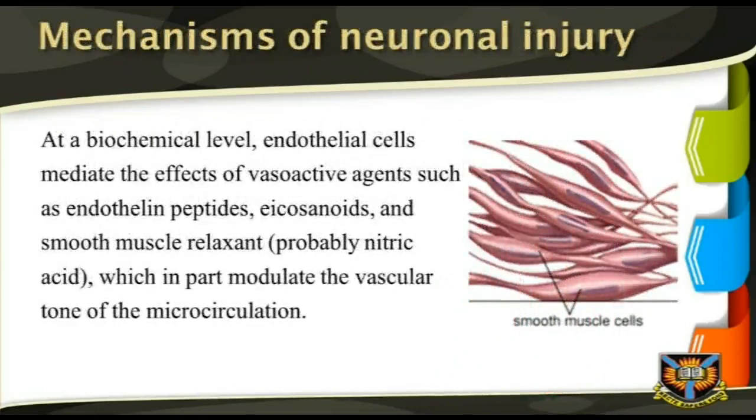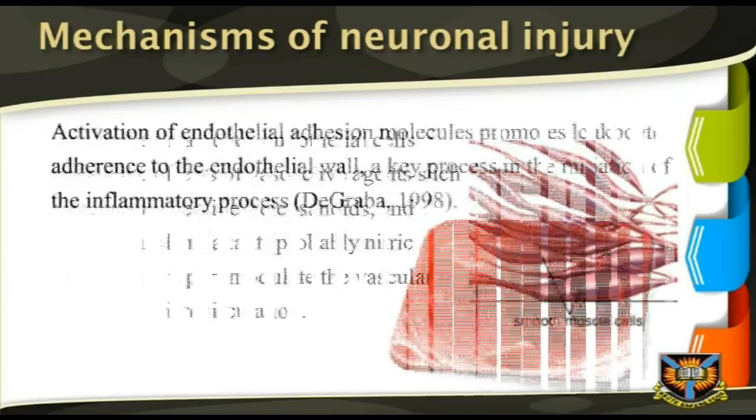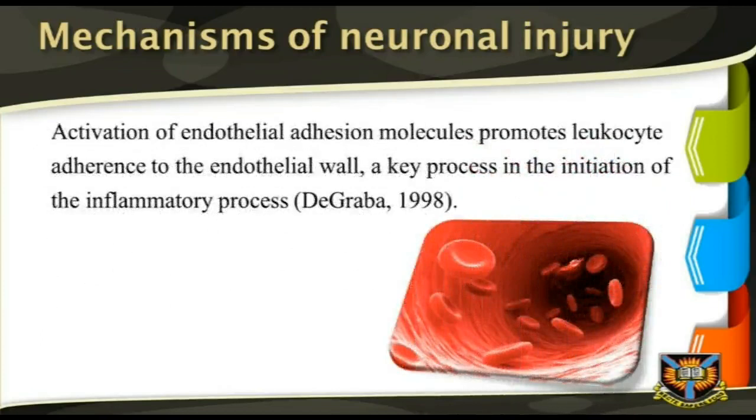At a biochemical level, endothelial cells mediate the effects of vasoactive agents such as endothelial peptides, eicosanoids, and smooth muscle relaxants, probably nitric oxide, which in part modulates the vascular tone of the microcirculation. Activation of endothelial adhesion molecules promotes leukocyte adherence to the endothelial wall, a key process in the initiation of the inflammatory process.